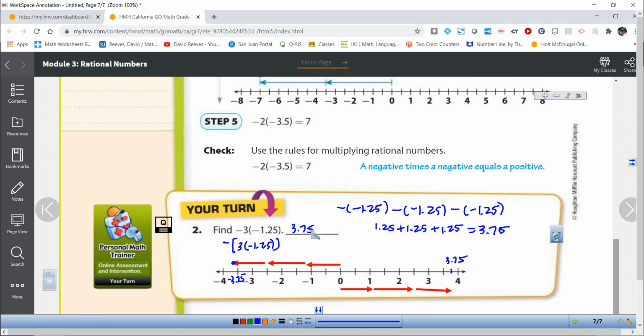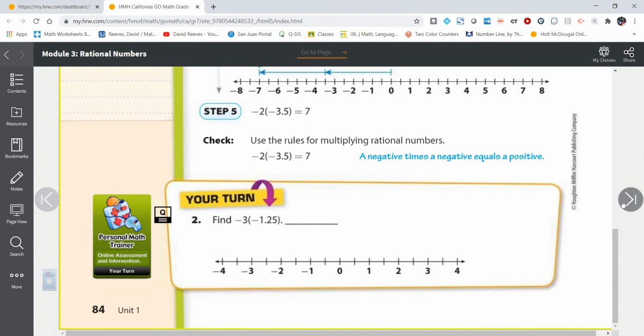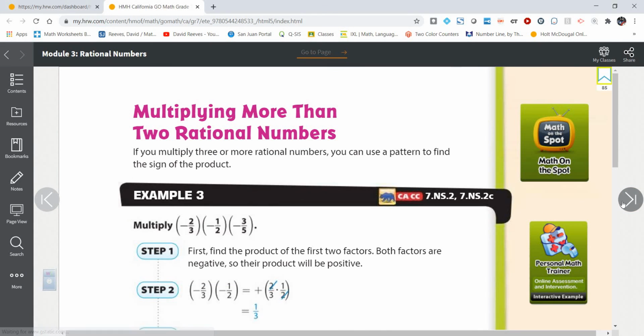But what you really need to focus on, guys, is a negative times a negative is a positive, whether you look at it my way or whether you look at it the book's way. A negative times a negative is a positive, so you could just multiply the absolute values and then get the sign right on there. But they do want us to be able to show it on a number line.